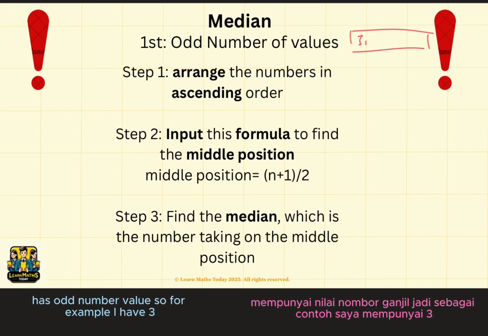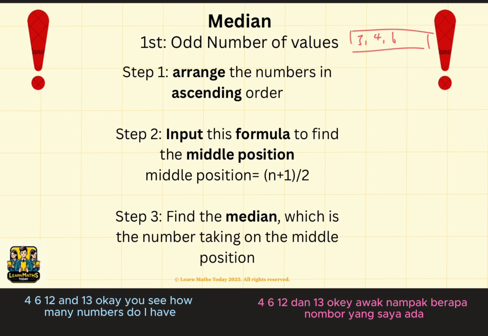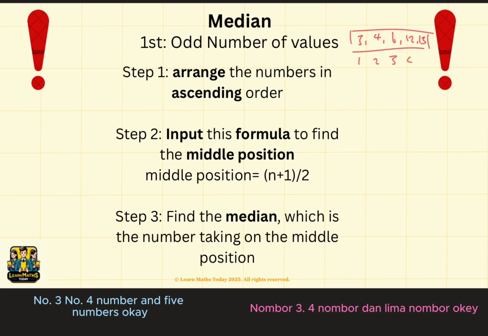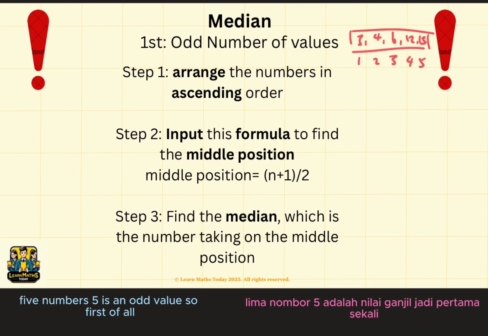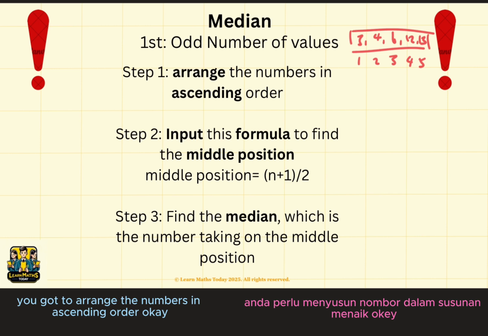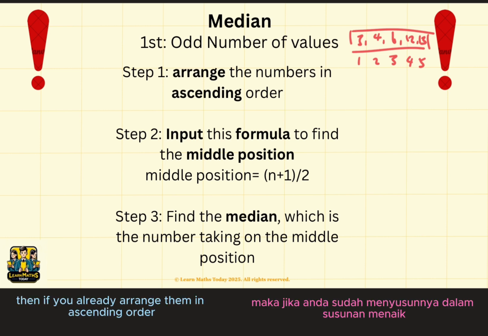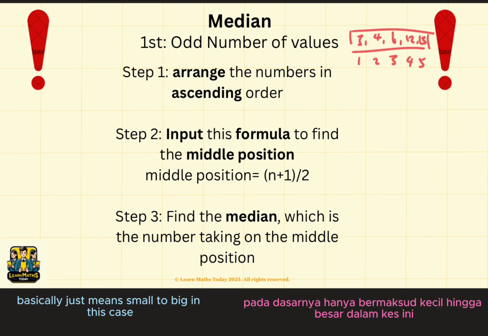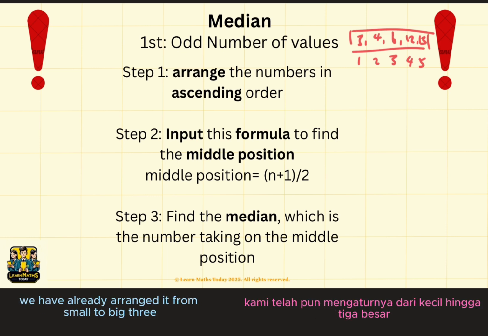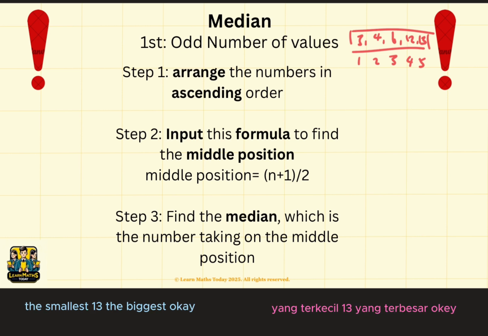So for example, I have 3, 4, 6, 12, and 13. You see how many numbers I have? 1, 2, 3, 4, and 5 numbers. 5 numbers, and 5 is an odd value. So first of all, you have to arrange the numbers in ascending order. What is ascending order? Basically it just means small to big. In this case, we have already arranged it from small to big: 3, the smallest, 13, the biggest.